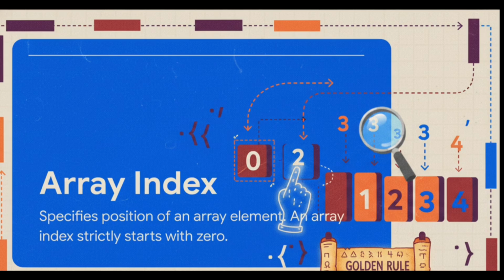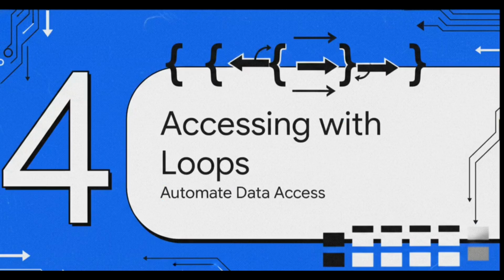Index 0 basically tells the computer, hey, start at the base address and jump 0 spaces. So the first slot is 0, the second slot is 1, the third is 2, and so on. Moving on to Section 4, accessing elements with loops.